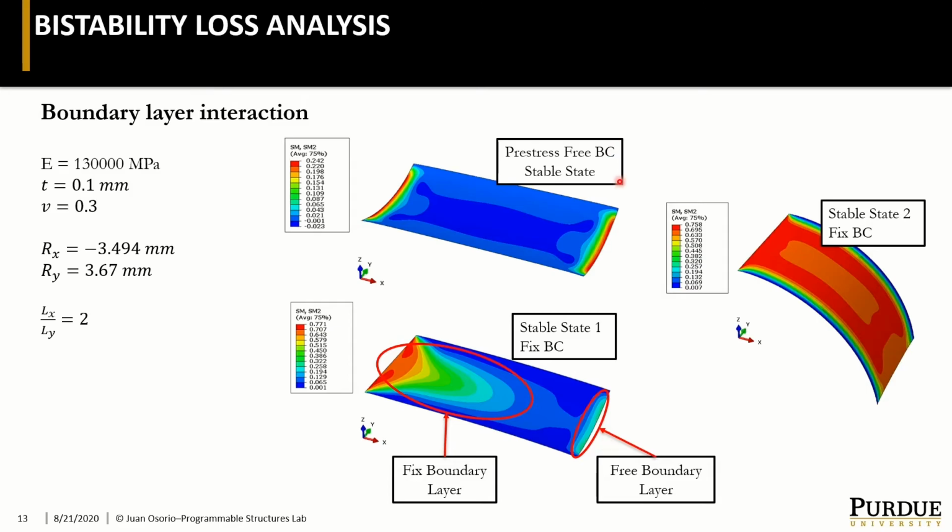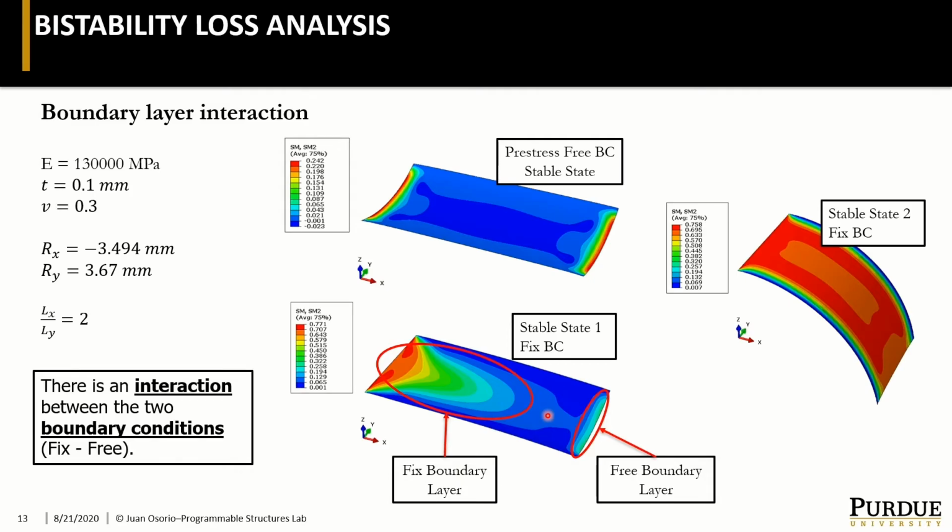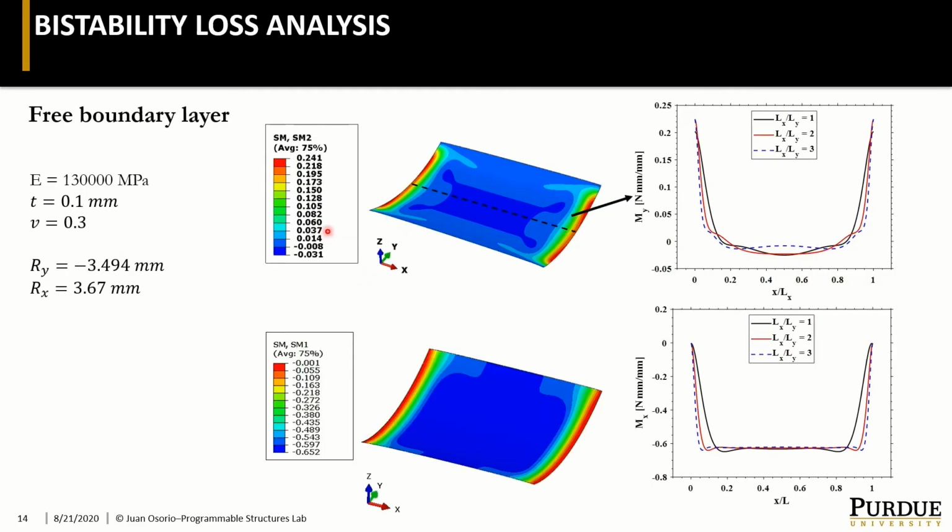This free boundary is the one, for example, that generates anticlastic behavior in the free configuration and tries to snap the structure to the other configuration. So there's an interaction between both boundaries, and this might be the cause of the element being bistable or not. So we decided to examine these two boundaries separately.